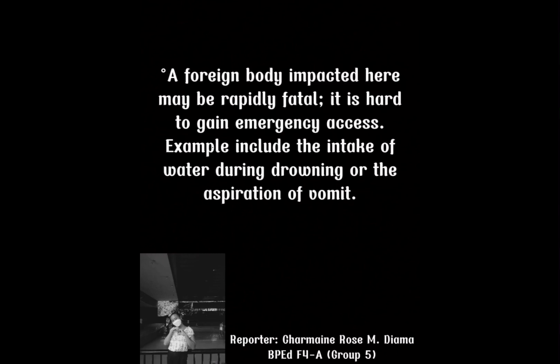A foreign body impact here may be rapidly fatal. It is hard to gain emergency access. Examples include the intake of water during drowning or the aspiration of vomit.